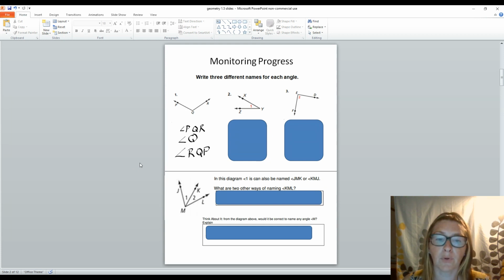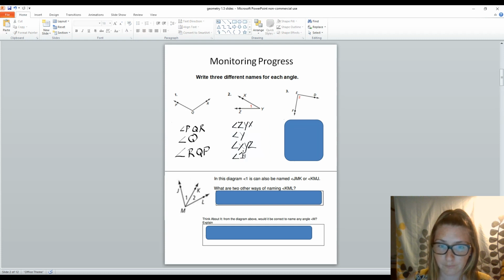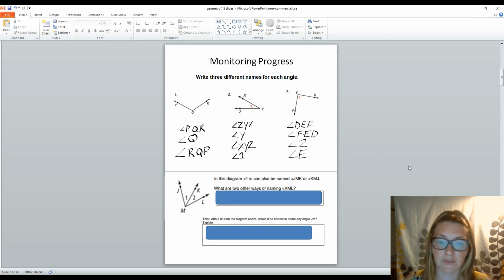All right, I'd like you to pause your screen and try number 2 and 3 and come up with 3 different ways to name each of these angles. All right, let's look at number 2. Number 2 actually has 4 solutions. You only needed 3. So here I have angle ZYX, angle Y, angle XYZ, and angle 1. Same thing for number 3. There are 4 solutions, and you only need to name 3 of them.